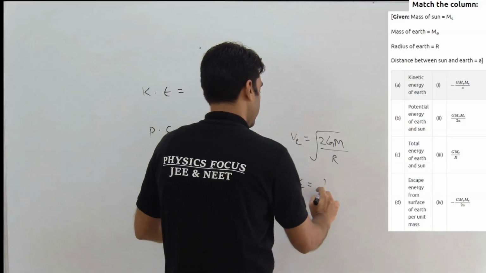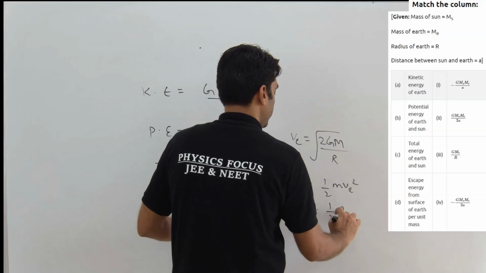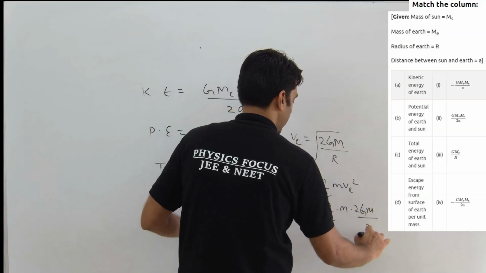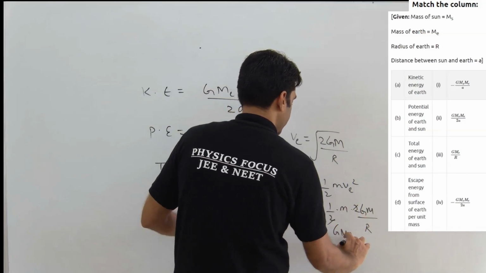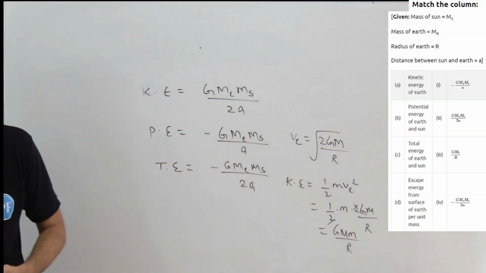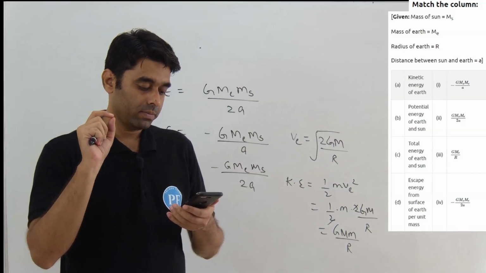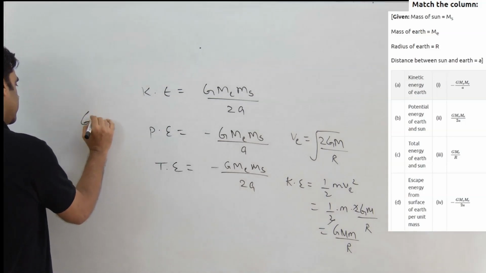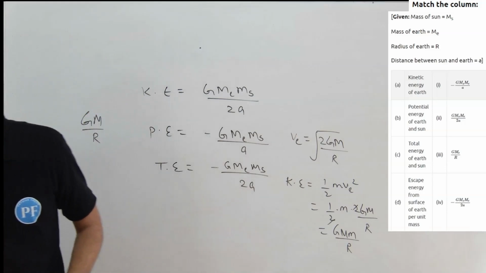So half m ve square. If we do it over here, 1 by 2 m ve square, with 2GM by r, ultimately we get G capital M small m by r. But in the fourth part, as you can see, they've asked us escape energy from surface of earth per unit mass. So for per unit mass, we can write it as G capital M by r, right? G capital M by r. I hope this is okay to you.